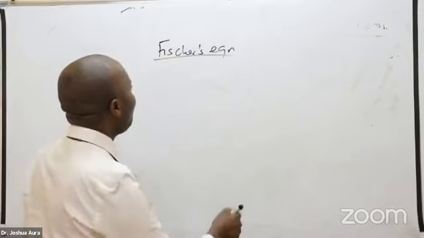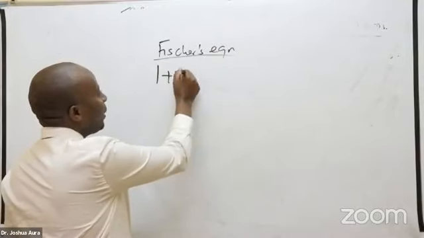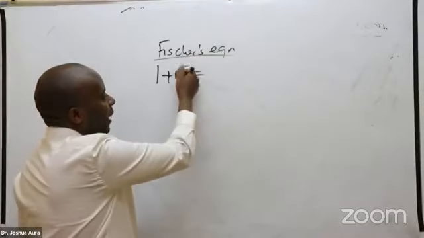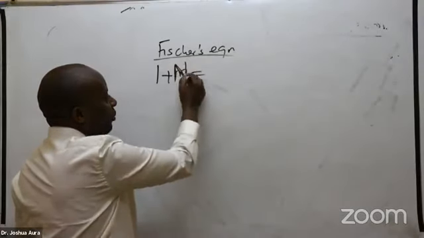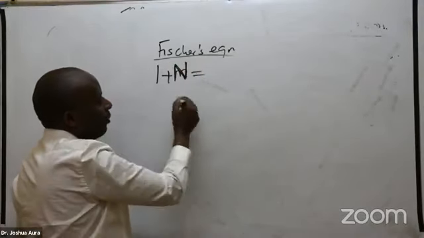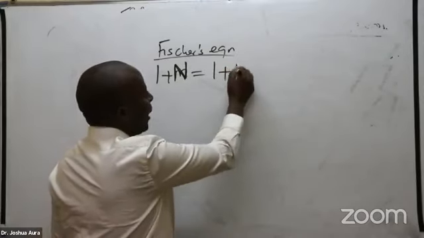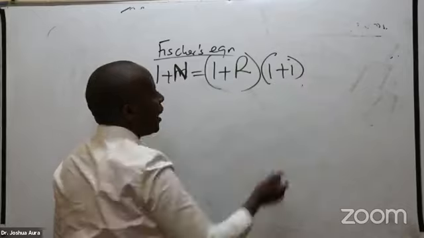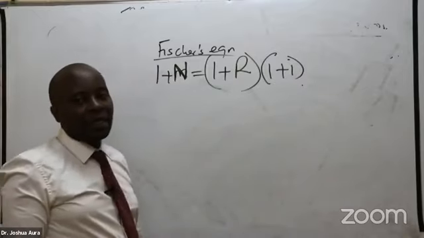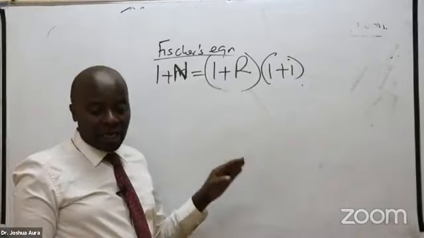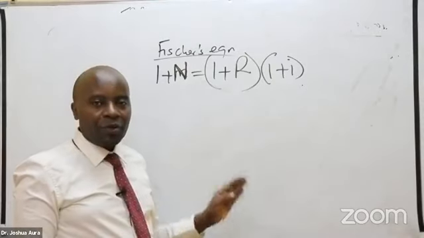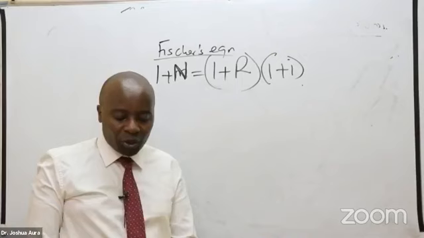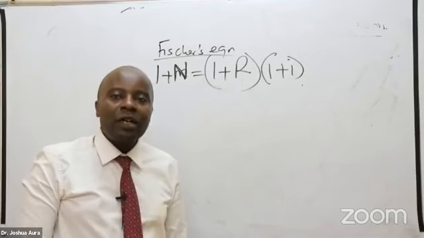They have told me that 1 plus M or 1 plus N, most of you are used to this N being the nominal rate, will be equal to 1 plus the real rate into 1 plus the rate of what here? Inflation. 1 plus the rate of inflation. This is quite an important formula. Very, very important formula. Now, if you allow us, ladies and gentlemen, I would want to begin reading the question.